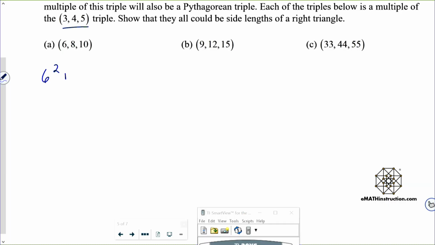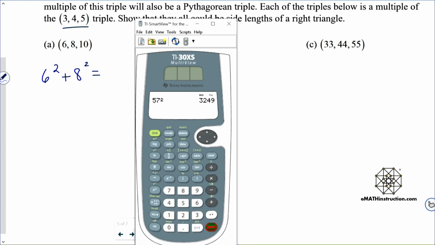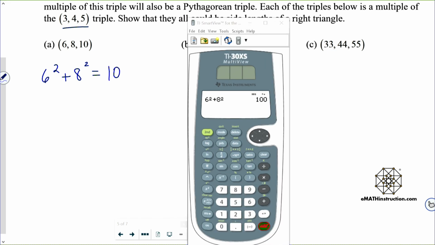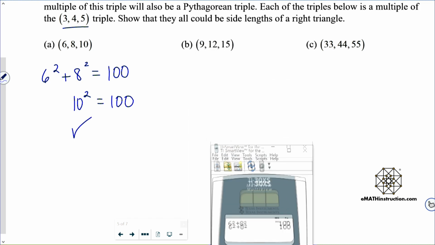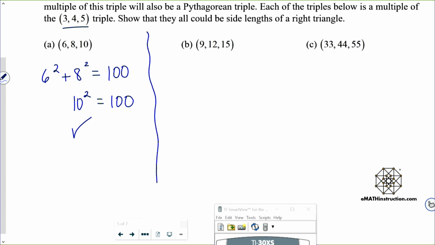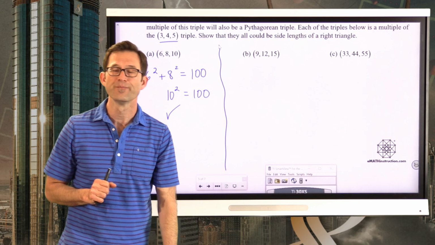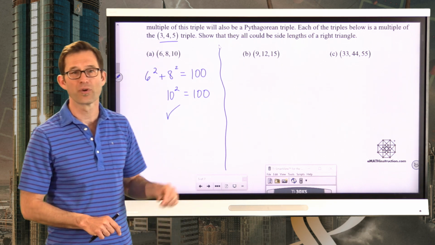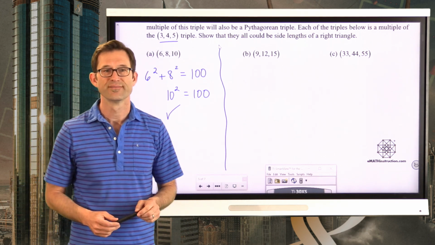If I do 6 squared plus 8 squared on my calculator, simple enough. We could actually do this one without the calculator, but we're in the groove here, right? 6 squared plus 8 squared is 100, and 10 squared is 100. And so, yeah, that's also a Pythagorean triple, because a squared plus b squared equals c squared. Why don't you verify now that both b and c are also Pythagorean triples by doing the same procedure?